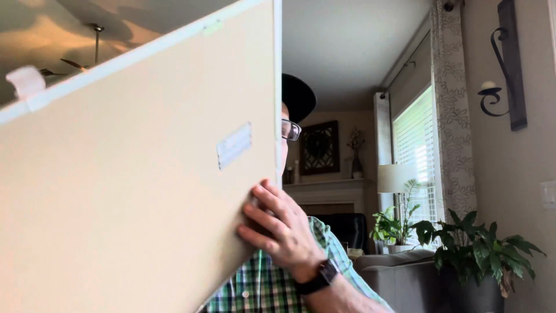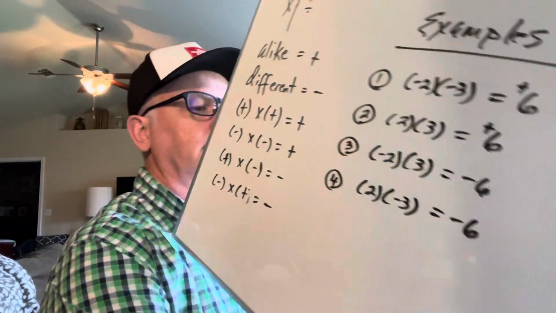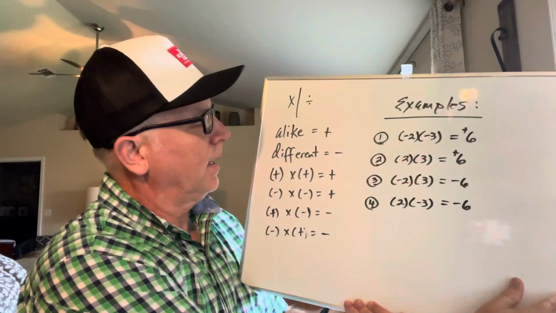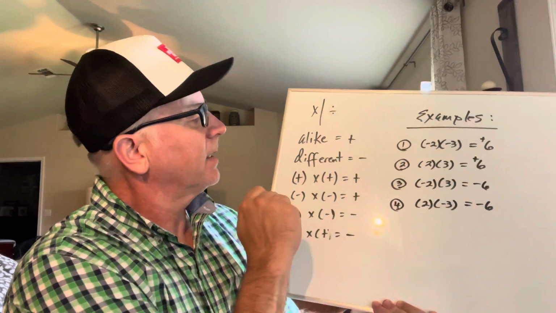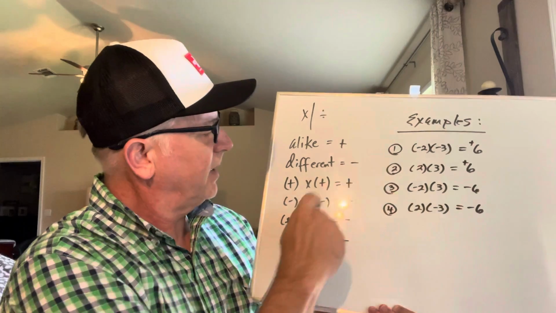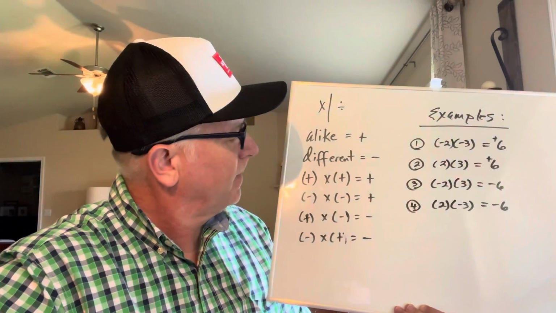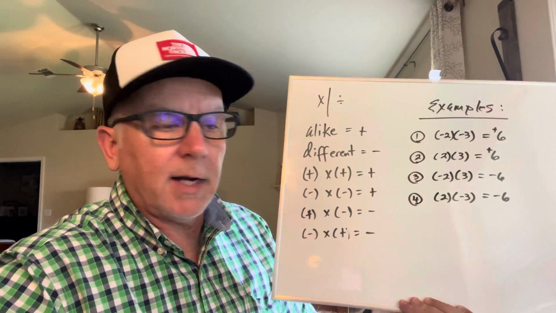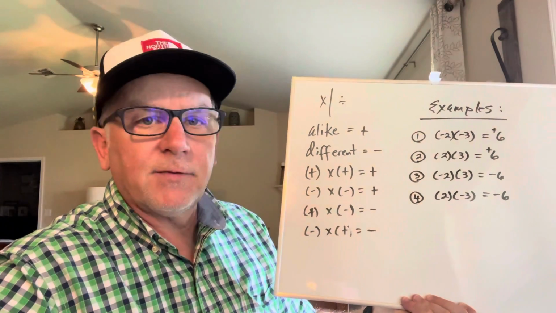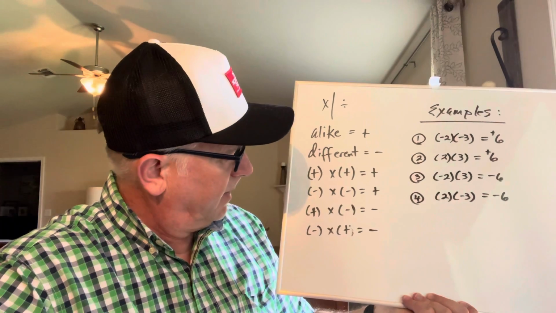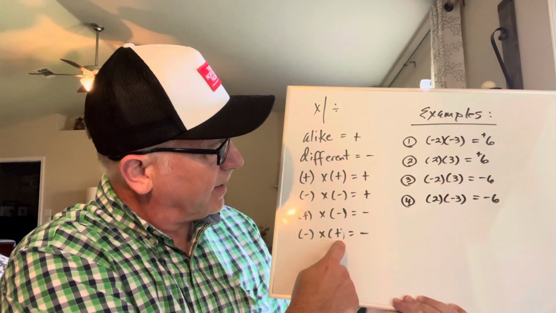So to summarize, look at this. If the signs are alike, it's going to be positive. If the signs are different, it's going to be negative. So a positive times a positive is a positive. A negative times a negative is a positive. And a positive times a negative is a negative. And a negative times a positive is a negative.